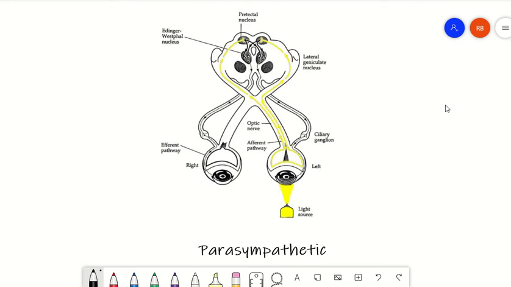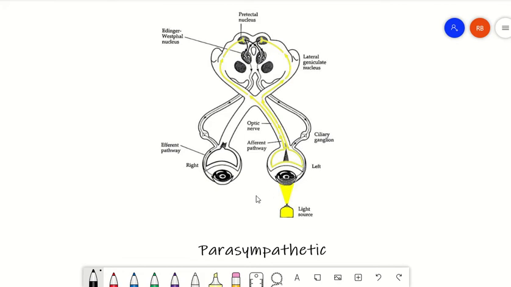Physiological control of pupillary size has both a parasympathetic component, which I've got here, and a sympathetic component as well, which we'll look at. So we'll take a look at the parasympathetic route first, and it's a 4-order neuron route, and that essentially means that there are 4 steps in the pathway, and we can break it down into 4 steps.